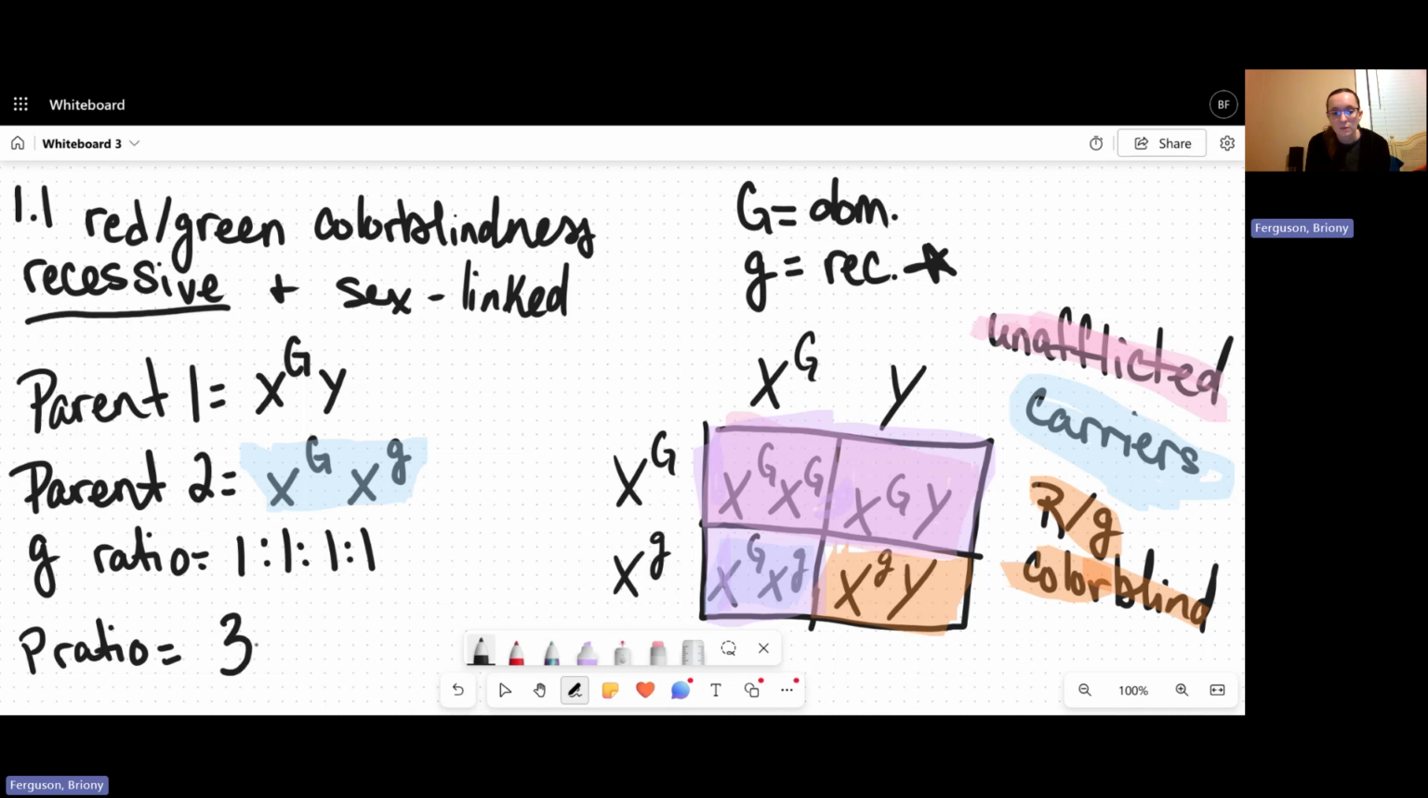When we lump these together, we're going to get a phenotypic ratio of 3 to 1. We have one colorblind individual and three that are not colorblind. We don't care if they're completely not colorblind or if they're a carrier, it doesn't matter. We only care that they aren't colorblind.